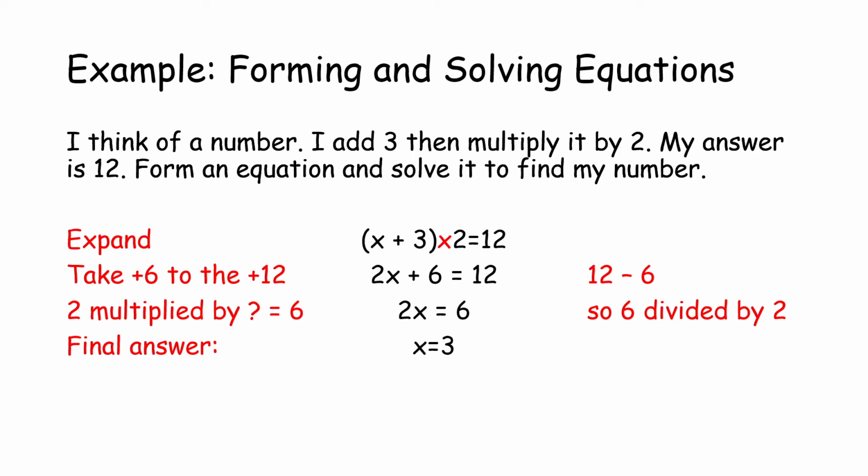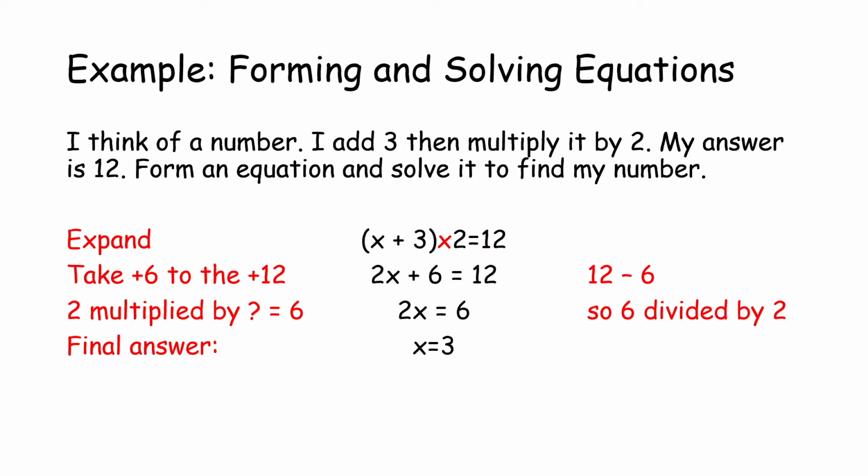Right, so our first example here, it says I think of a number, I add 3 and then multiply it by 2. My answer is 12. Form an equation and solve it to find my number. Now, I think of a number is going to be a letter. I'm just going to call it x. And the first thing they say to us is they add it to 3. So what I've done is put x plus 3. And they're telling me that answer is multiplied by 2. So what I've actually done is put it in brackets, because what they're saying is, whatever I've added by 3, they multiplied by 2, and by putting it in brackets, it means I do it first.